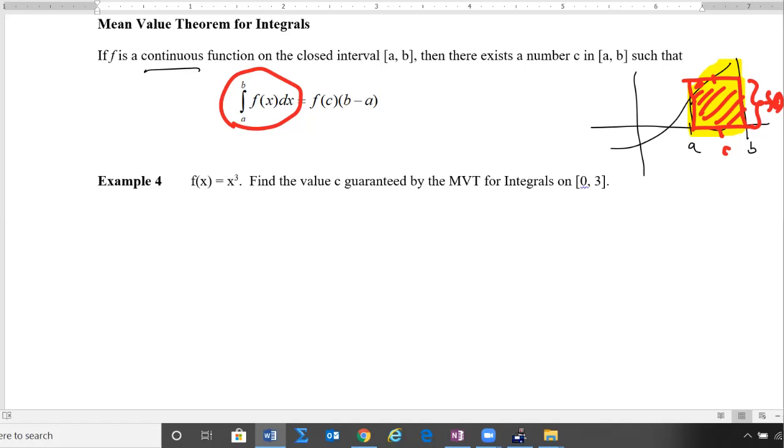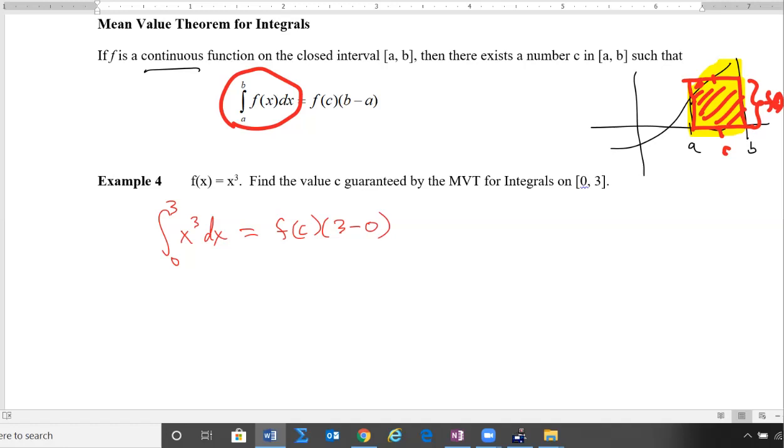But, so that's the theorem. Now let's take a look at an example. Find the c guaranteed by the MVT for integrals on 0 to 3. So we have to set up. We'll start off like this. From 0 to 3. We know that will be f of c times 3 minus 0.